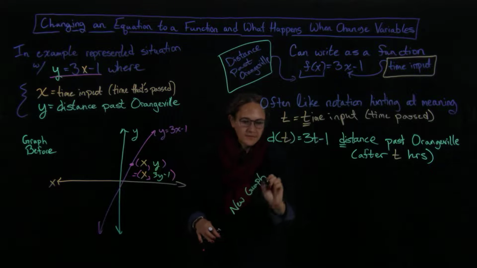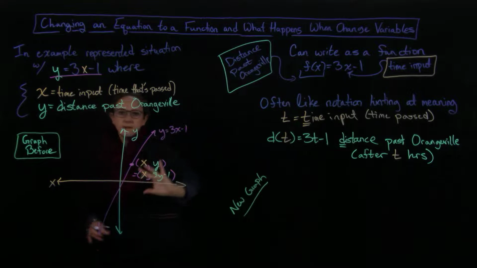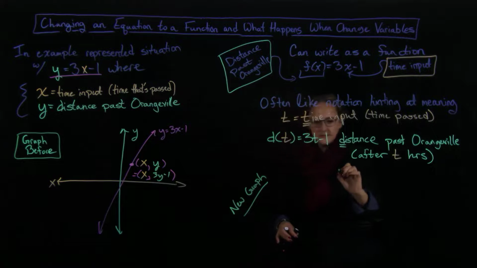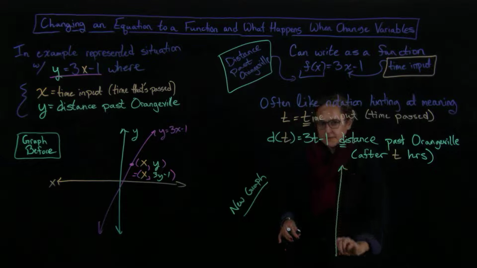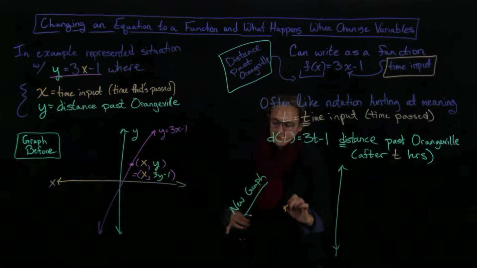It's going to be over here. So this is the graph from before, right here. The new graph is going to look exactly the same, with just a slight difference in labeling. So now this is going to be t.